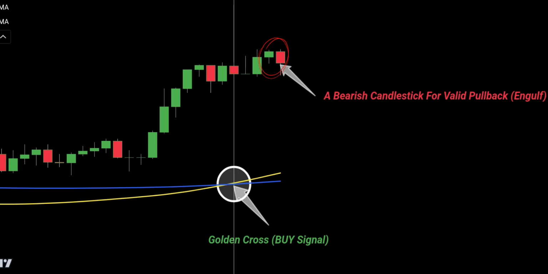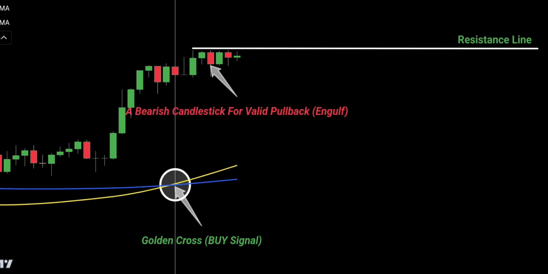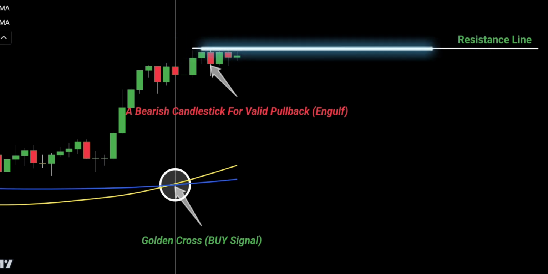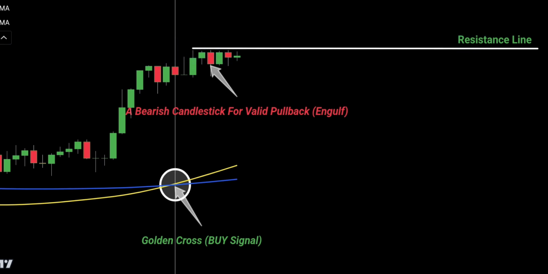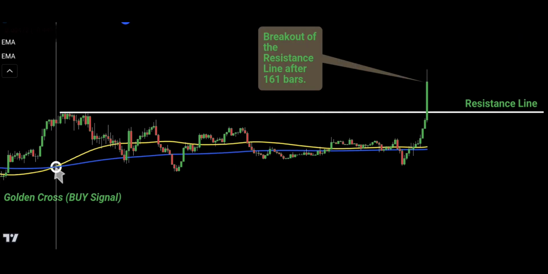and a valid retracement move occurred, with the red candlestick I marked following the golden crossover, as it engulfed the opening and closing levels of the previous green candlestick. And as always, after the valid retracement, we draw a resistance line at the peak level and wait for it to be broken. As you can see here, after a long period of time, the resistance line was broken with a strong green candlestick. We open the trade at the closing level of this candlestick.